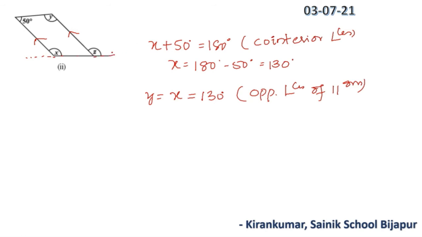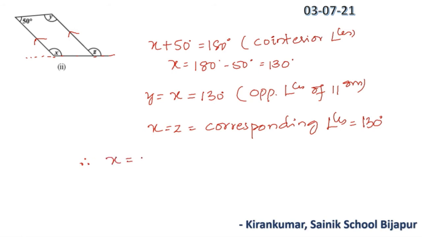Whenever a transversal cuts two parallel lines, the pair of corresponding angles are equal. So here x will be equal to z. They are the corresponding angles. So they will be equal to 130 degrees. Therefore, x value is 130 degrees, y value is 130 degrees, and the value of z is also 130 degrees.